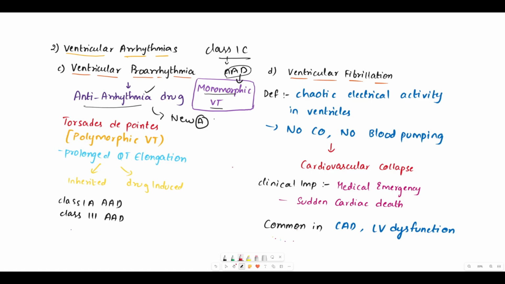And here we need to also discuss one important condition, which is torsades de pointes. This torsades de pointes is a special type of polymorphic ventricular tachycardia. So what happens in this torsades de pointes?